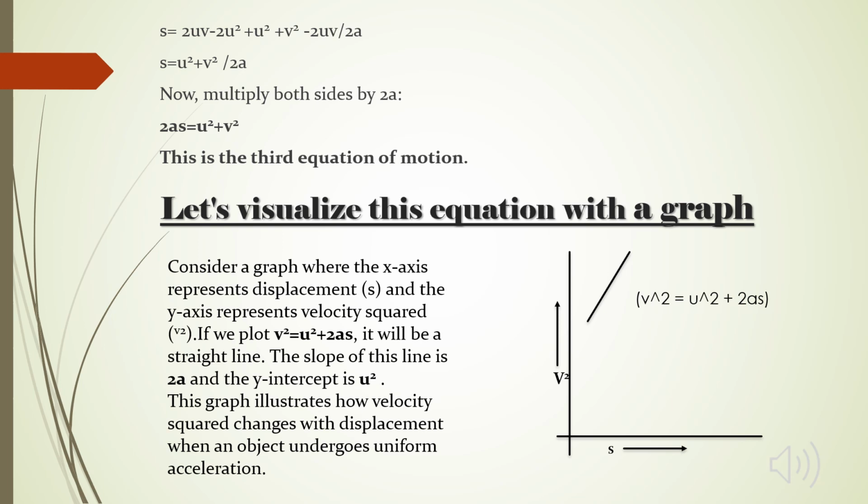Now let's visualize the graph of the third equation of motion with the help of a graph. Consider a graph where the x-axis represents displacement and the y-axis represents velocity squared. If we plot v² = u² + 2as, it will be a straight line. The slope of this line is 2a and the y-intercept is u².